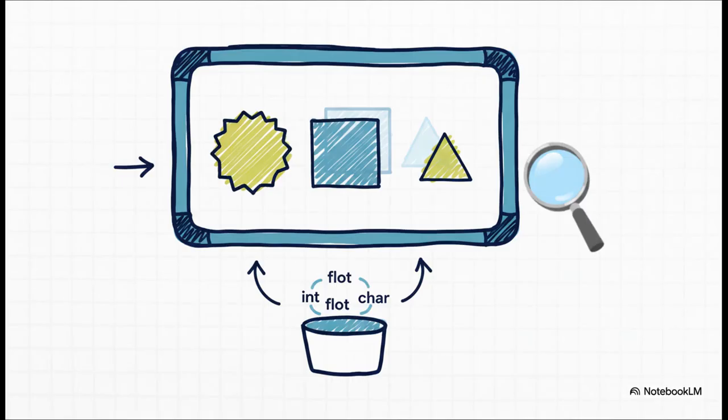The union on the right, though, is a master of efficiency. It looks at all its possible members, the int, the float, the char, and it only allocates enough memory for the biggest one. In this case, that's the float. So that one chunk of memory can hold an integer, or a float, or a character, but never more than one at a time. It's one container, but with multiple possible identities.